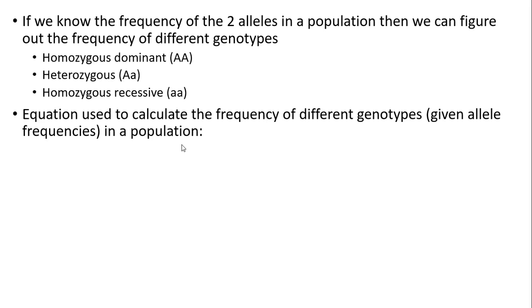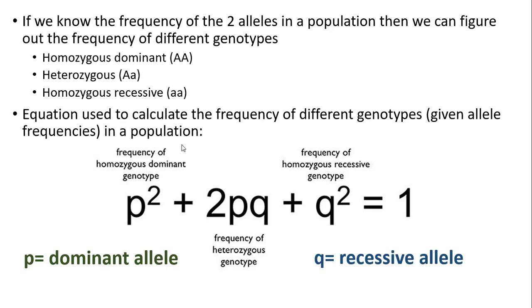And so there's an equation we're going to be using to put all these three frequencies of these different genotypes together. And this is the equation here. So it's p squared plus 2pq plus q squared equals what? So let me walk you through what this means.